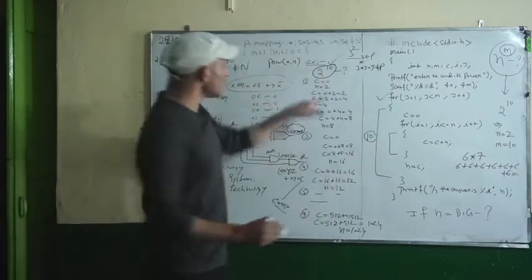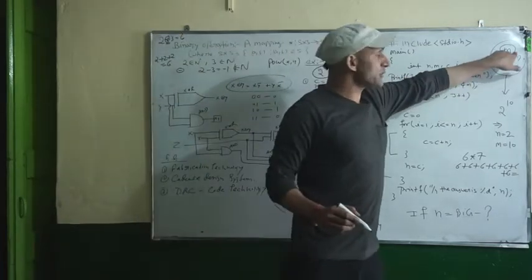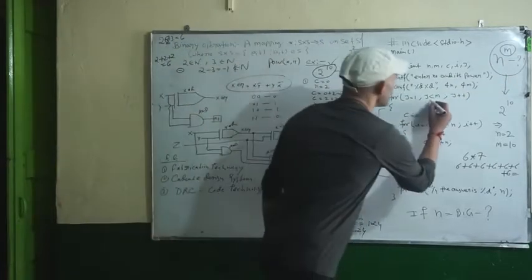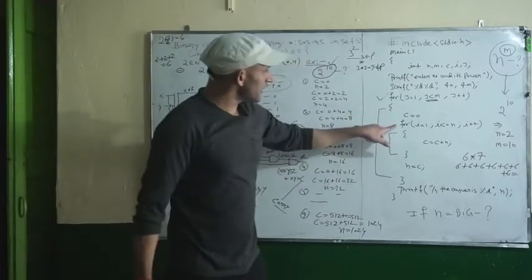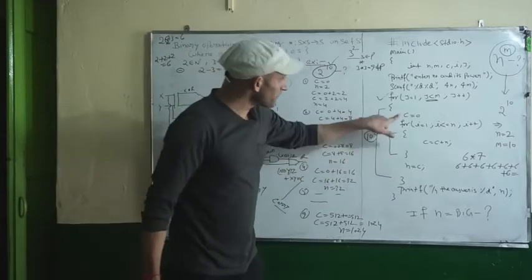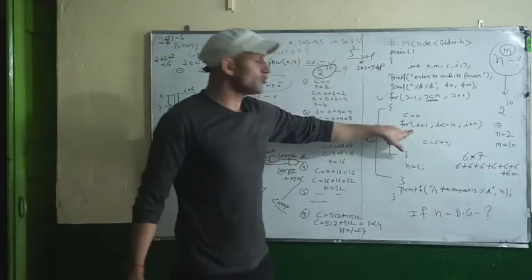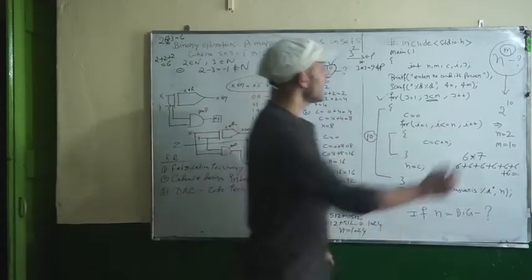Okay, according to this example, n to the power m, this loop will work m times, so I have written m times. After that, there is another loop, but before it I have written c is equal to 0. Then I have written the second loop, and it will start from i is equal to 1 to n. What is n? N is this.